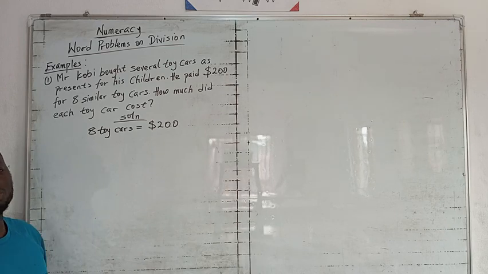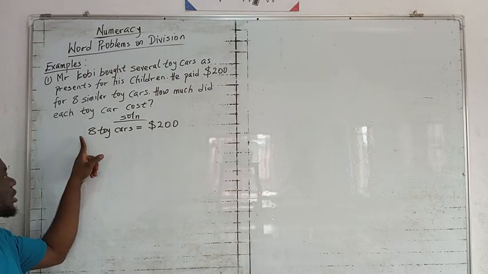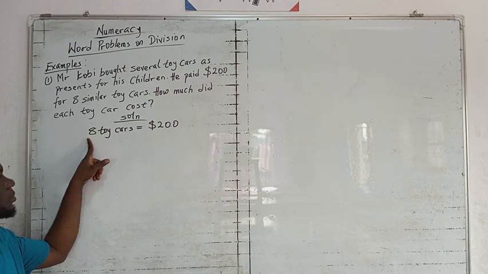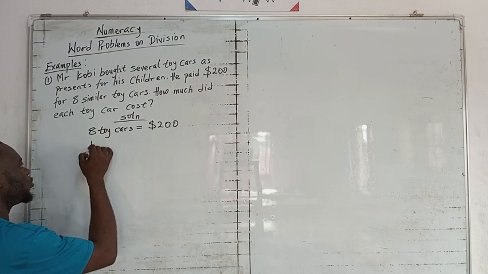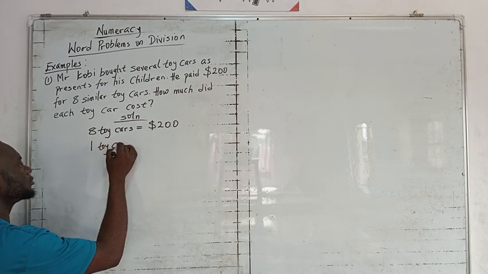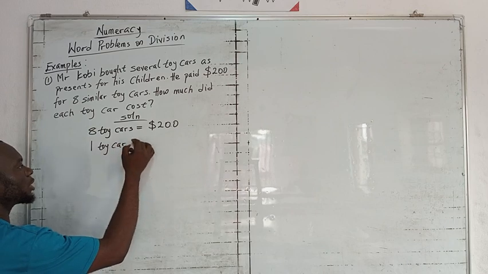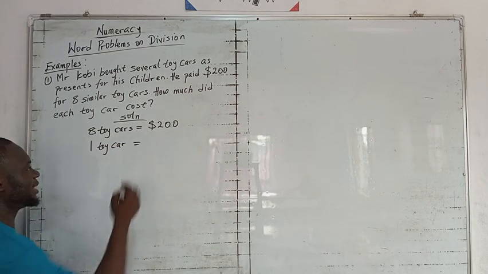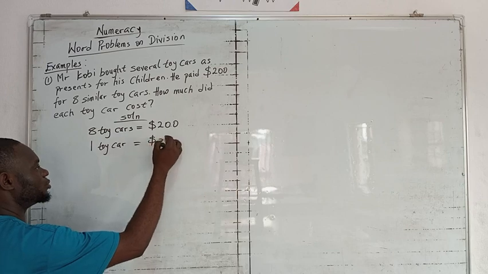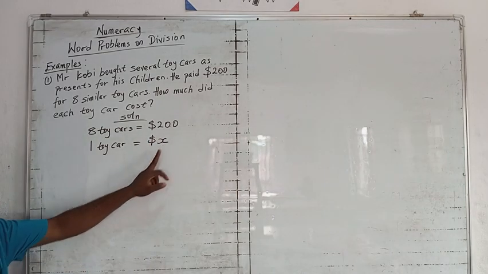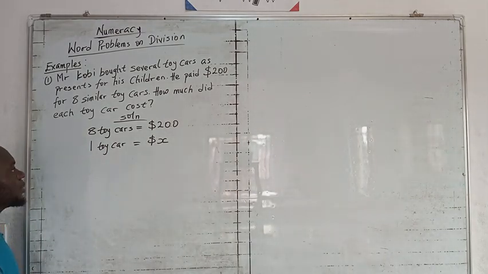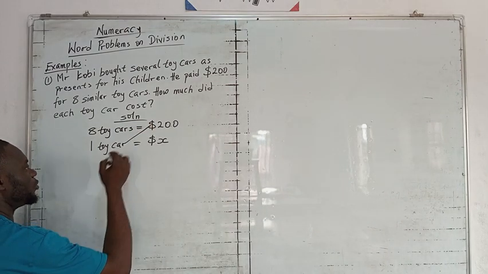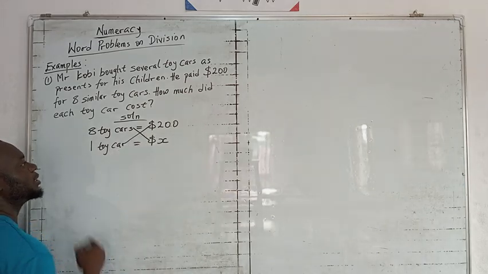Meaning that we need to determine what one of the 8 toy cars cost. Alright? So we can ask ourselves, one toy car equal to, we use the variable we like, X dollars. I'm using X. Okay, so what do we do here? We cross multiply. So 200 we multiply 1, while 8 we multiply X.